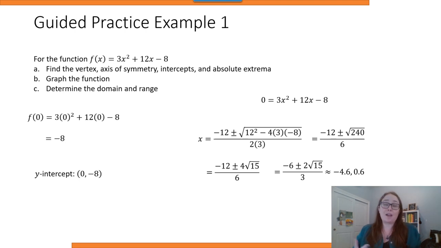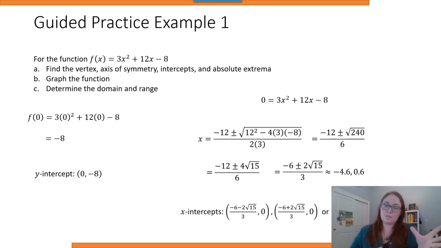And because we are trying to graph these points, I am going to do a decimal approximation of both of these values so that I can actually get some idea of where they are on the graph. So if I do the plus and the minus version of my answers, I get approximately negative 4.6 and 0.6. So there's 2 ways I could write my x-intercepts, either using the exact values with the square root in there or the approximate values as a decimal.